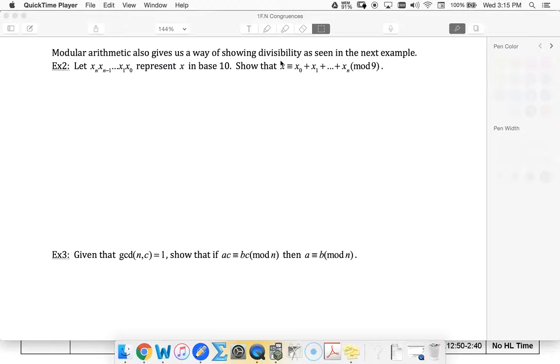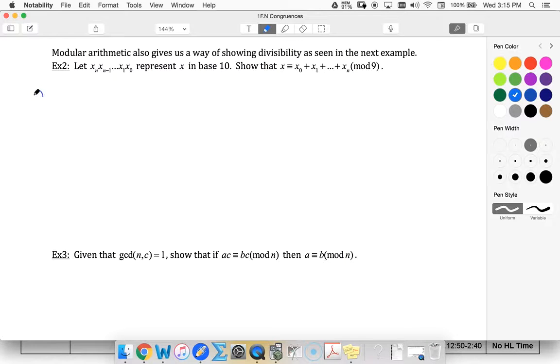Well, if this is true, then that implies that 9 is a divisor of x minus this quantity, so minus the sum of its digits. And that goes back to our definition of congruent.